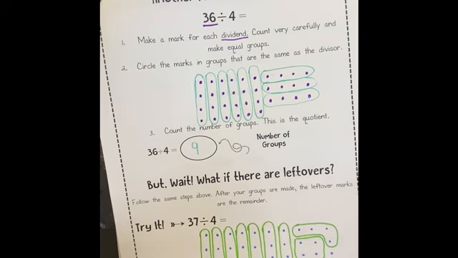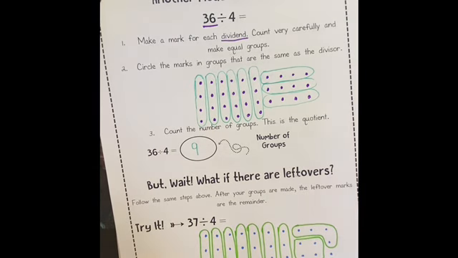So I'm going to write my final answer indicating that I have leftovers. So I was able to make 9 groups just like before, and I had 1 left over. So the way we write that is that we had 9, R stands for remainder or leftover, 1. And that tells me exactly how many I had.